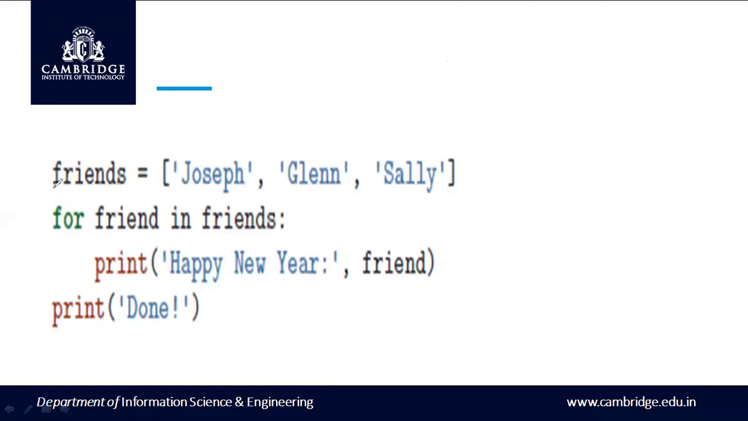Here I have a list of names, Joseph, Glenn, and Sally, defined here. So we have a list of names defined here. So this is the for loop syntax. You can see the for keyword is used.